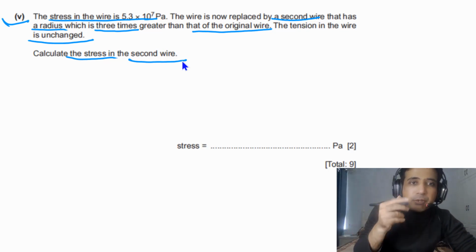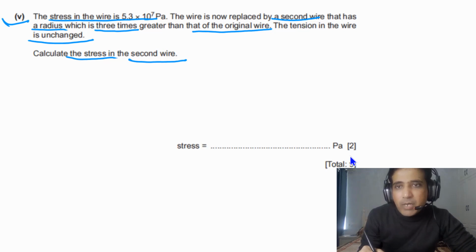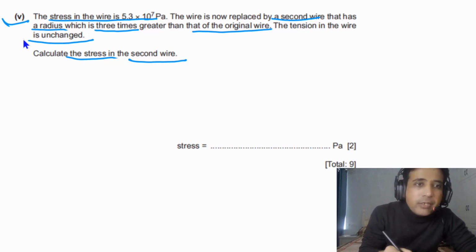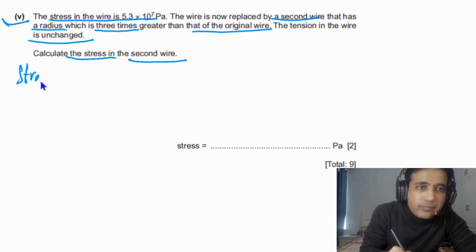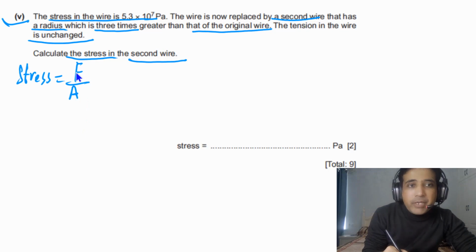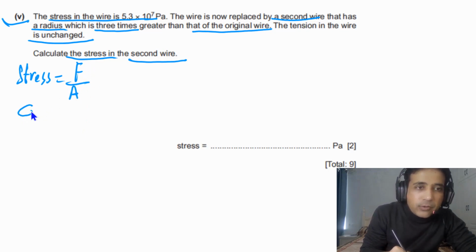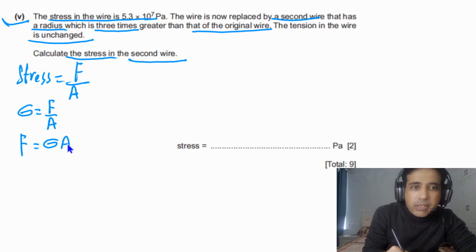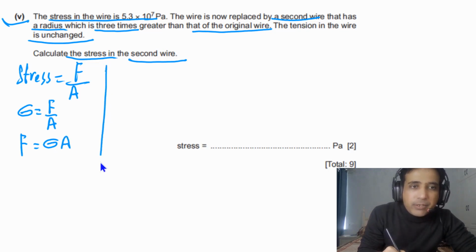So let me explain this one step by step, because this question has 2 marks, so you need to write it in a proper way. The first thing we need to understand: stress is equal to force over cross-sectional area. In this case, force is the same. So we can write sigma for stress, equal to force over cross-sectional area. In this case, F is the same, so the product of stress and cross-sectional area for the 2 wires is the same. So this one is constant.